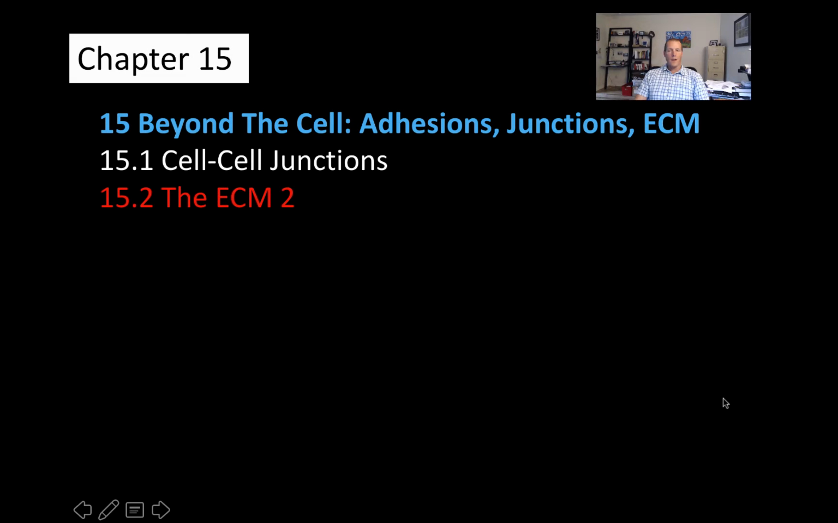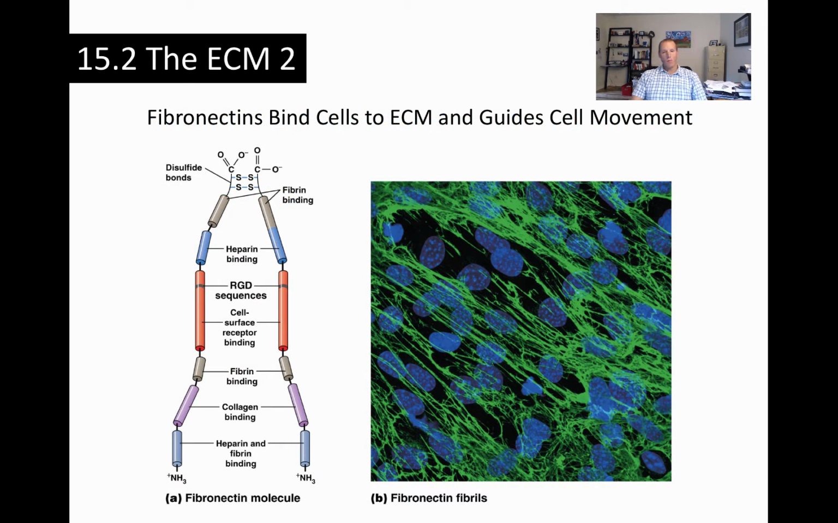Okay, this is our second and last segment on the extracellular matrix. So what we're going to look at here are some proteins that bind the extracellular matrix to cells. We're going to look at primarily the fibronectin molecule, which you find in the extracellular matrix, and integrin proteins. And I think that if you're going to focus on one of these and not the other, then integrins are more important. But hopefully you've got time, you can focus on both.